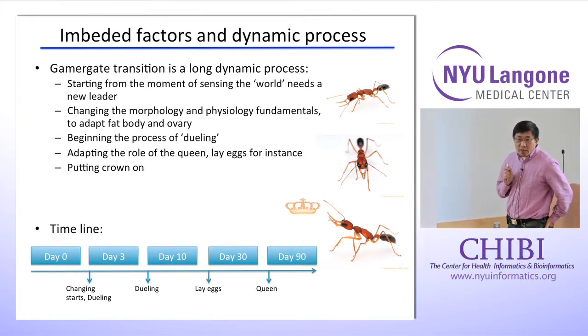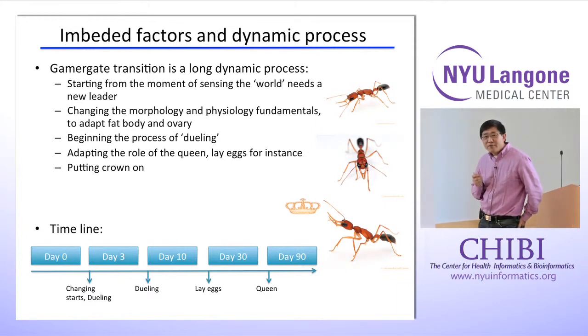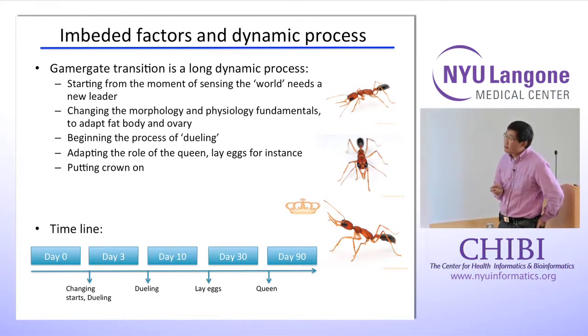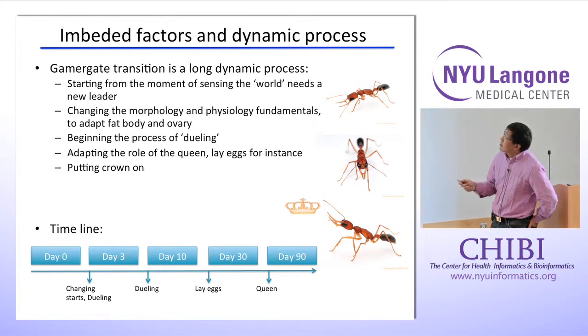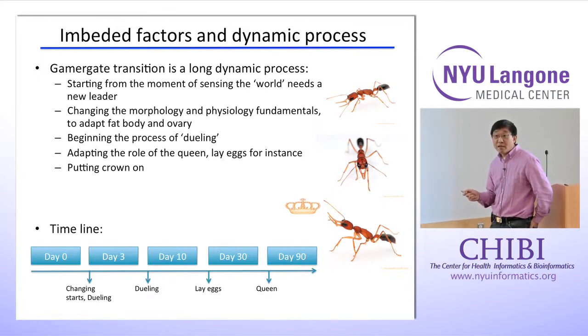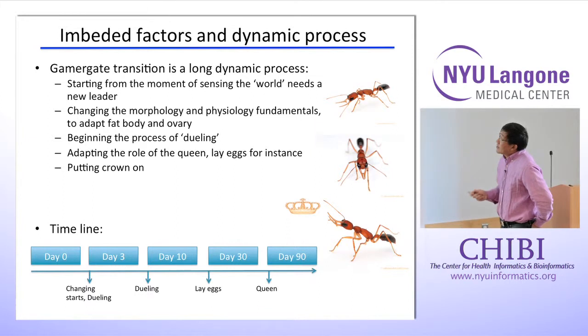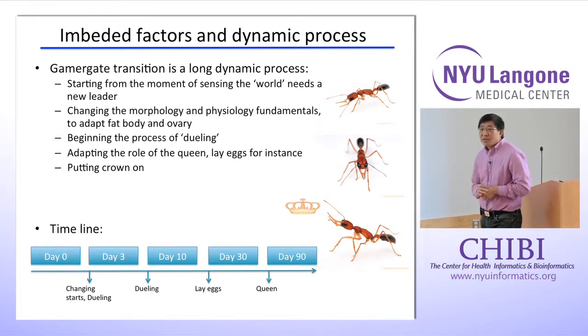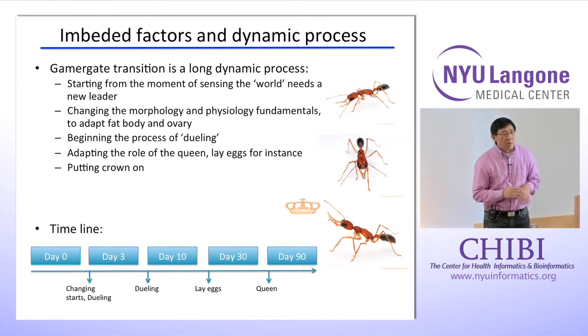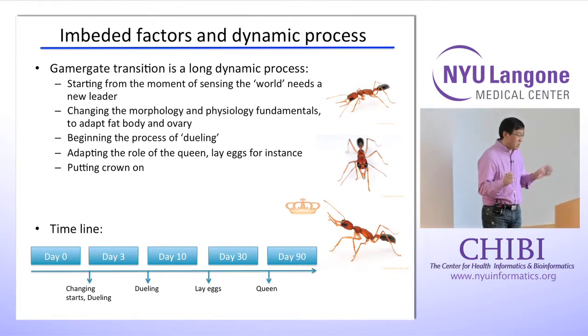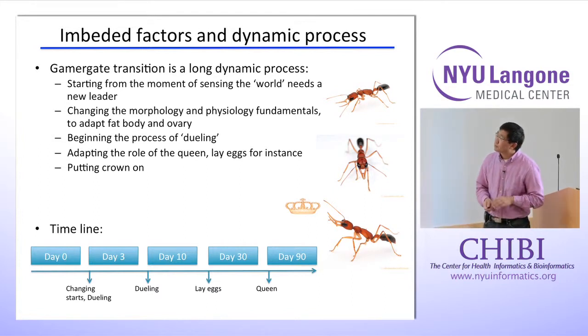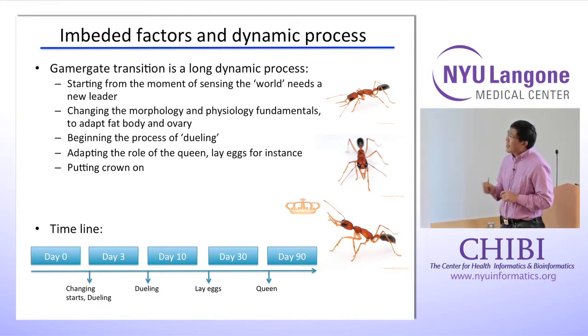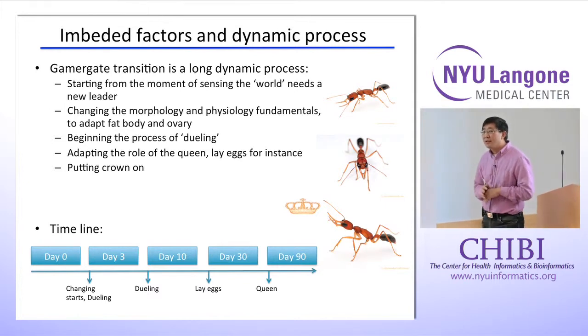So I said these 2 factors are independent factors. However, in reality, we also need to deal with some factors which really depend on each other. For example, here there is some type of factor which is really embedded or involved in a dynamic process. This is a project we are still working on. What we are doing here is studying a very special biological process called Gamergate transition. You know, ants, as animals, usually form into social groups.